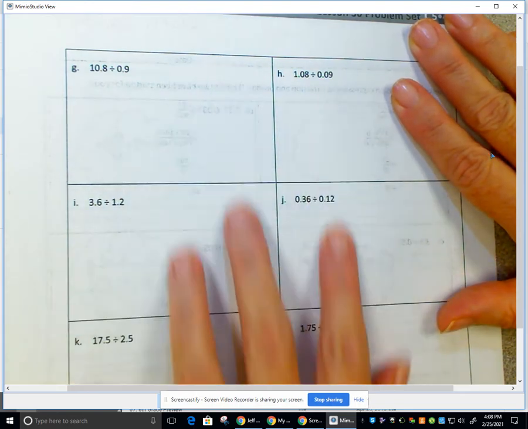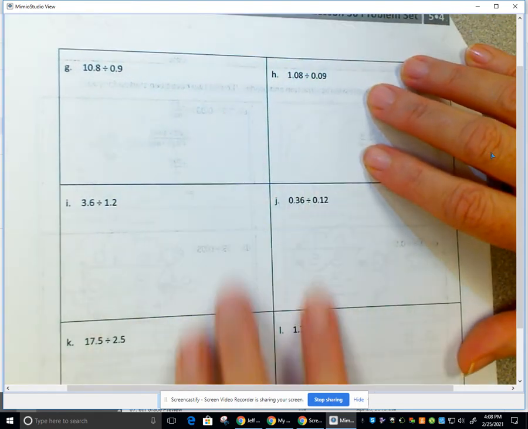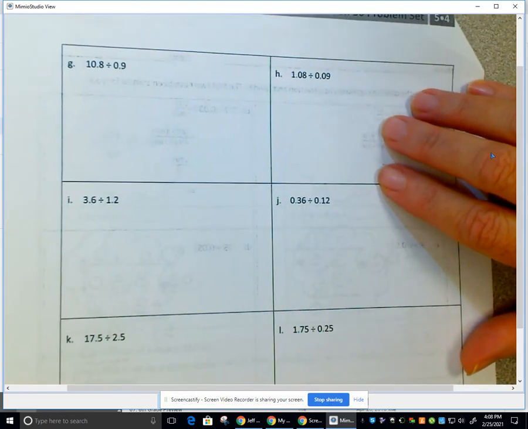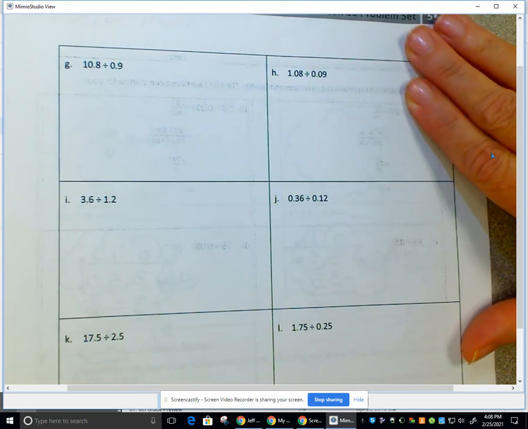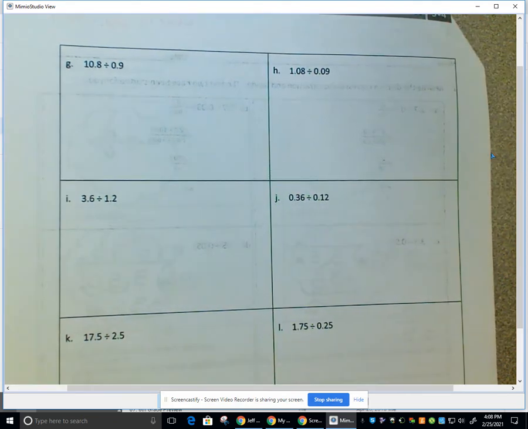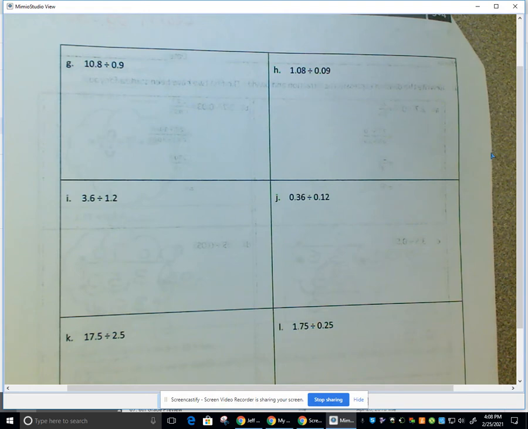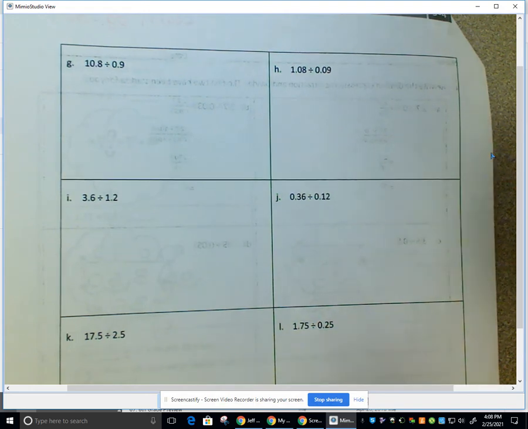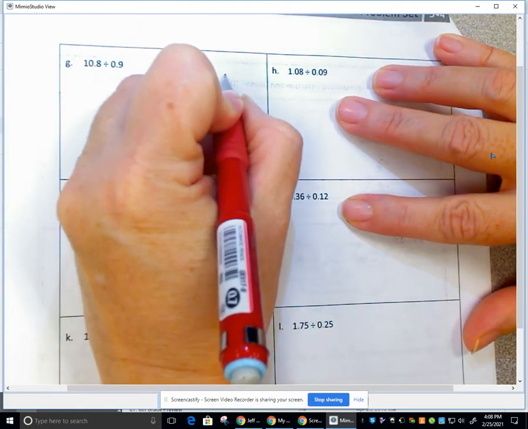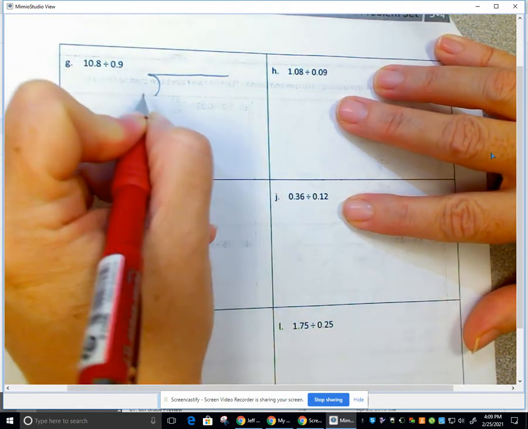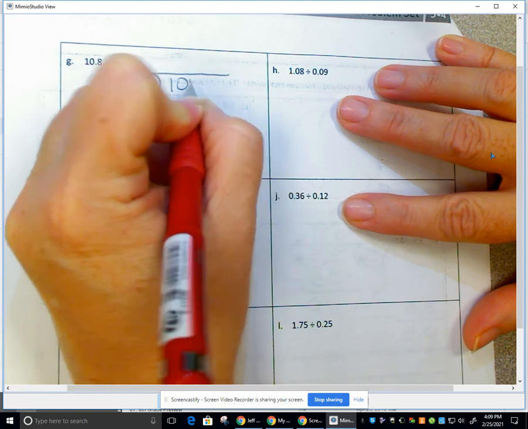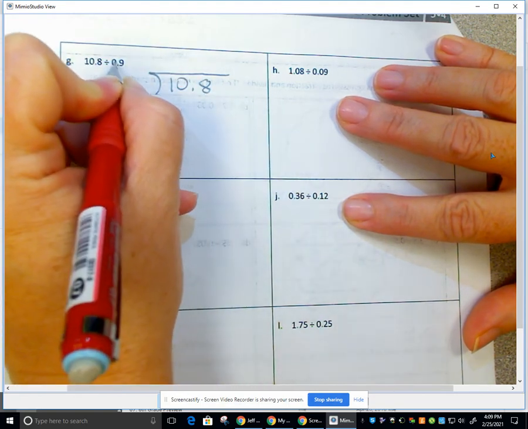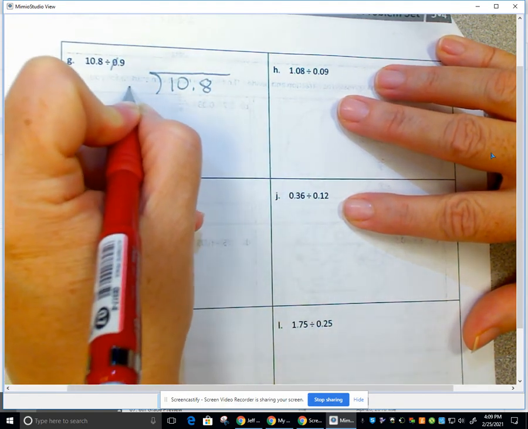All right, these will be done the same way. I'll work a few of them with you, and then you can go back and work the rest on your own. Okay? All right, let's start with G. Set up my division. First number goes in. It's my dividend. And this is my divisor. I'll get rid of that whole number.